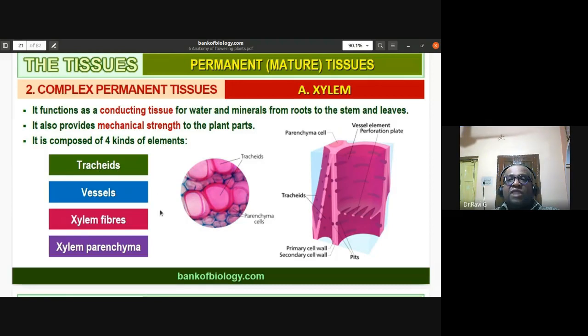See, primitive and advanced are from the viewpoint of evolution. So vessels or trachea are found in angiosperms. The fibers associated with xylem we call xylem fibers, and parenchyma associated with xylem we call xylem parenchyma. So the xylem is composed of four kinds of cells or elements: tracheids, vessels, xylem fibers, and xylem parenchyma.